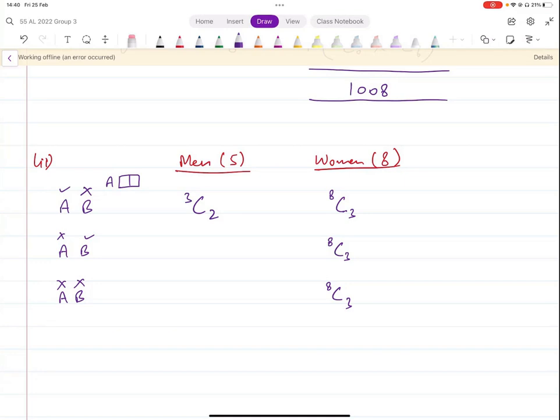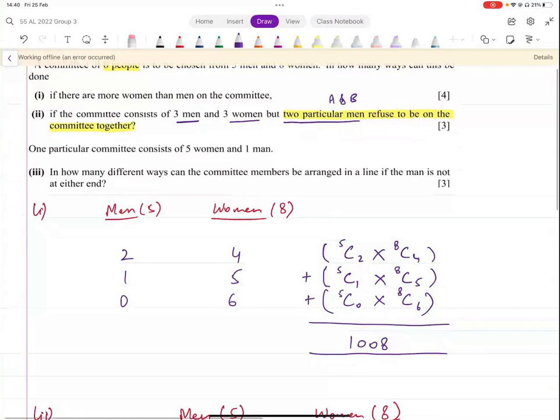5C1. Sorry, what C1? 5C1? Yeah. Okay. So that's a good question. It says 2 particular men. 2 particular men. We know who those 2 people are. Right? It's not just random 1 person or random 2 people out of those 5. Who do not want to be together.